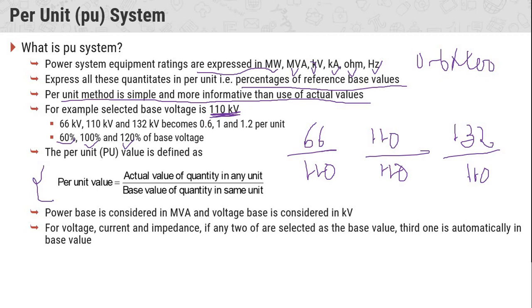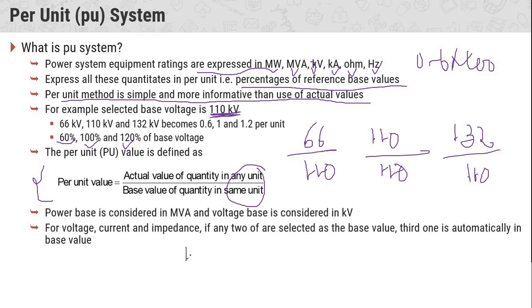And this is the equation for finding a per unit value. The actual value of a quantity in any unit. Any unit means it may be megawatt, MVA, kV, kiloampere, ohm, hertz, etc. But one necessary condition is that these two units should be the same. If the numerator is in kV, then the denominator must be in kV. Per unit value is equal to the actual value of the quantity in any unit divided by the base value of the quantity in the same unit.